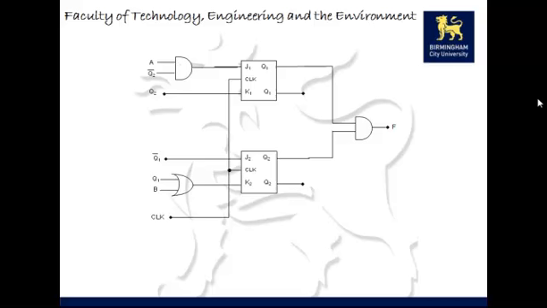Right. The Boolean expression for J1, well, there's a combinational logic gate just before J1. That's an AND gate. So J1 equals A and Q2. Would you agree? K1 equals simply Q2. J2 equals Q1 bar. K2 equals Q1 or B. F equals Q1 and Q2.